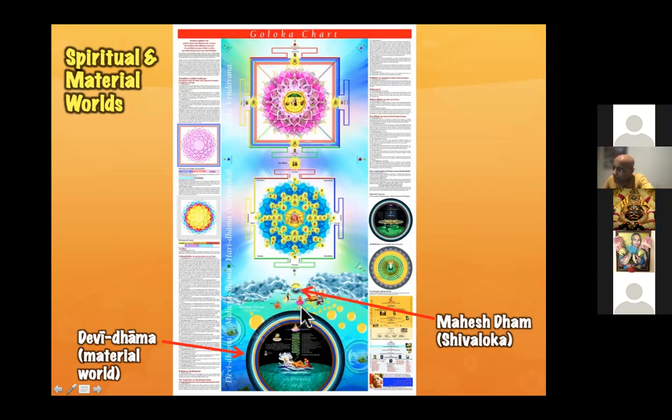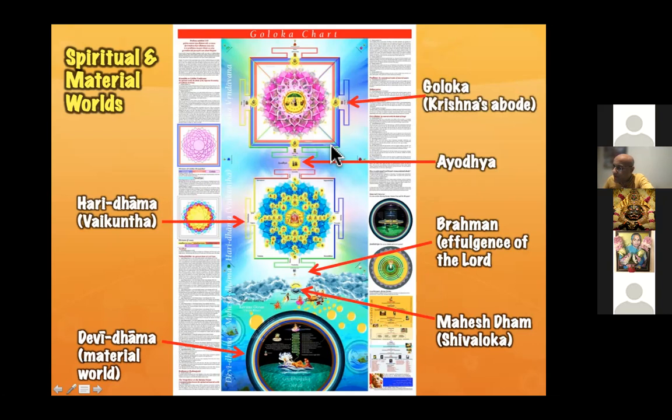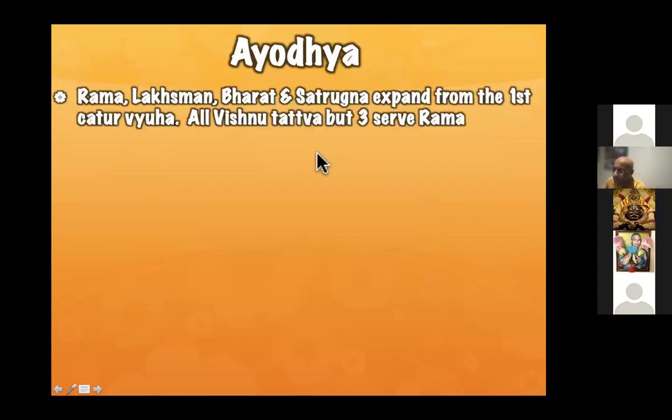Above the material world, there's Mahesh Dham, Kailash, Shivlok. Beyond Shivlok is the Brahmajyoti, within which the Vaikuntha planets are situated. And then beyond the Vaikuntha planets is Ayodhya, and then we have Golok. So today we wanted to look at Ayodhya.